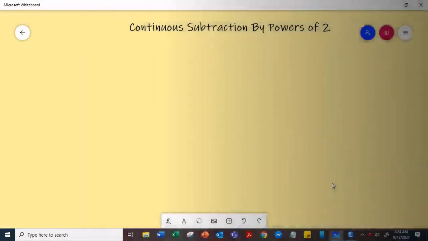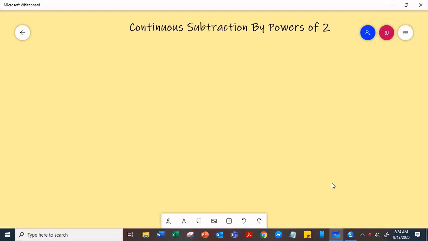Okay, now let's continue with our next method, which is the continuous subtraction by powers of 2. So our first method was continuous division by base 2 or by 2. In this second method, if you're having a hard time dividing numbers by 2 or by half, and you'd rather subtract numbers from one another, then this might be an easier method for you. As the name suggests, we will be continuously subtracting. So let's have our first example.